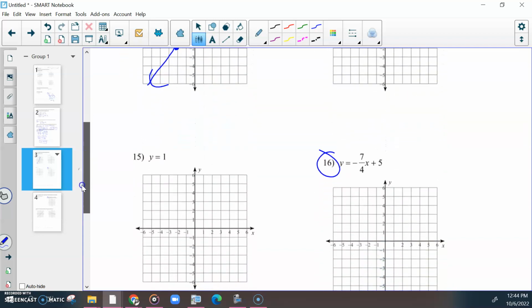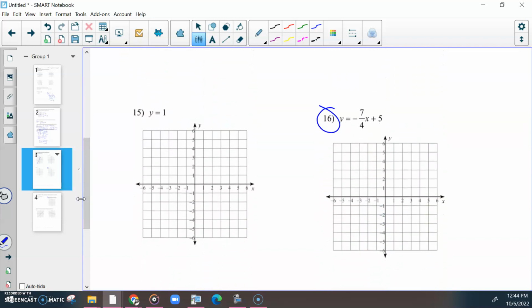Same thing for 16. Start at your y-intercept. You have a negative slope, so only one of the directions has to be negative. I can't go up, so I have to go down. And then because I'm already going down, my other direction has to be a positive, so I have to go to the right. Draw a line, connect them, and draw arrows. Questions on that one?